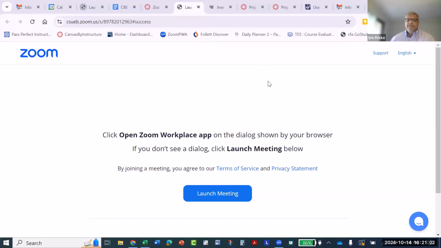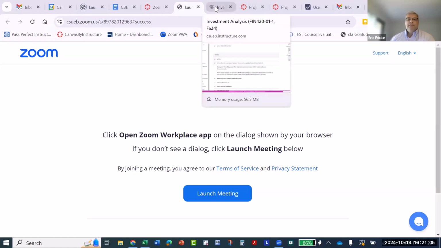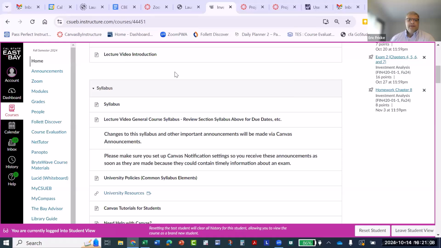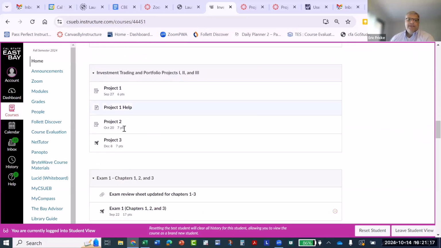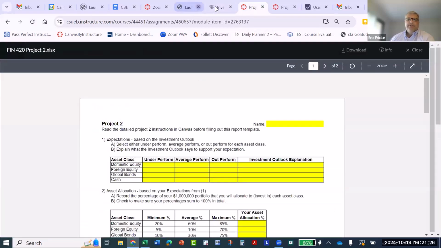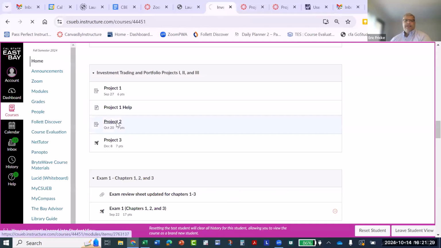Okay, so let's go ahead and take a look now. Bear with me for a second. Okay, so this is our Canvas page, right? And if you scroll down to the investments trading projects here, we're going to go to project 2 right here. So we'll click on project 2.